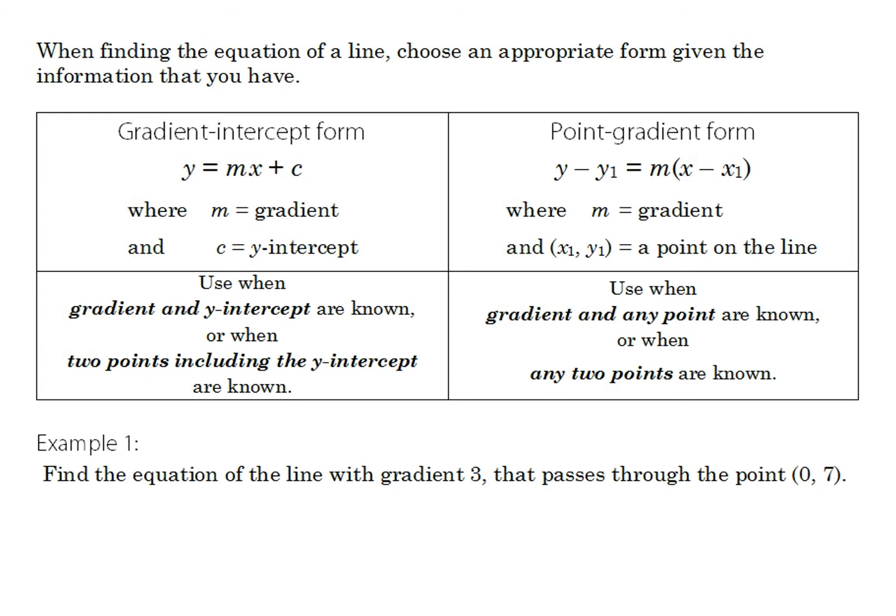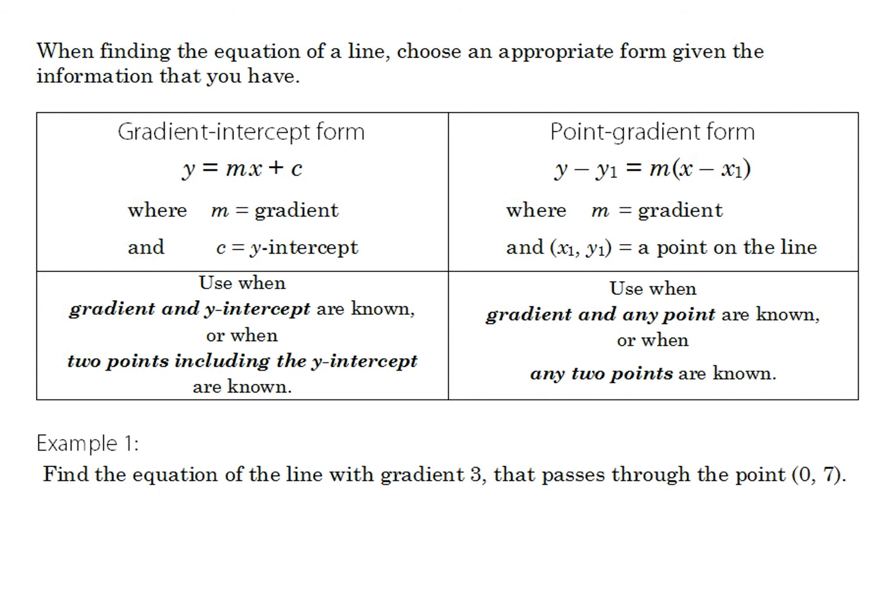So gradient-intercept form is a good option where you're told about the gradient and the y-intercept, you should be able to write the equation straight down, or where you're told about 2 points, one of which is the y-intercept. In all other situations though, where I don't know the y-intercept, I personally would use point gradient form, which is this: y minus y1 is equal to m brackets x minus x1.